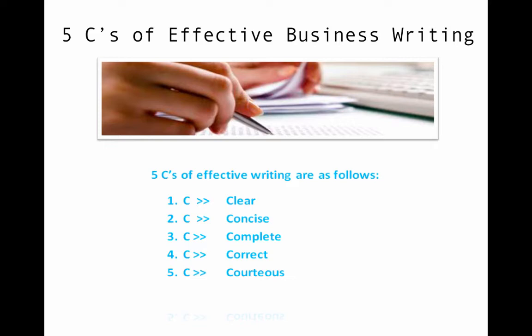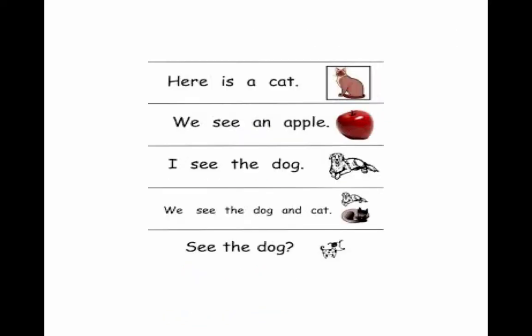And the last of my 5 C's of effective writing is courteous. And that deals with tone, like the example I mentioned earlier. You want to make sure that you strike the appropriate tone for the type of message that you're sending. Because tone is difficult. So when we talk about tone, it's not always easy to understand someone's tone via message. And so we may often have to add additional steps to our writing to make sure that we can get our tone across.